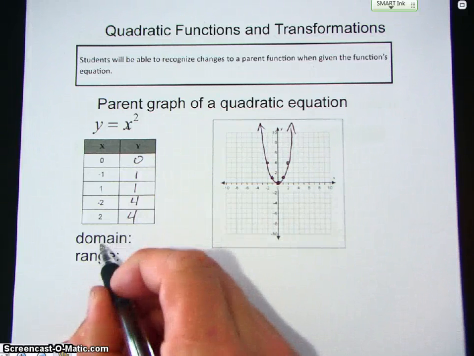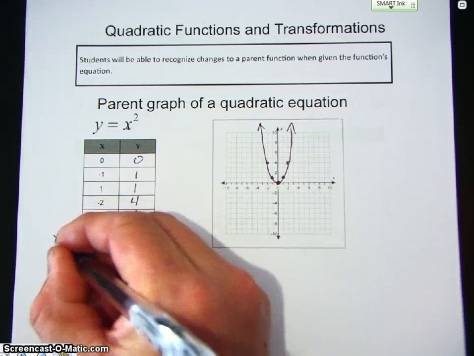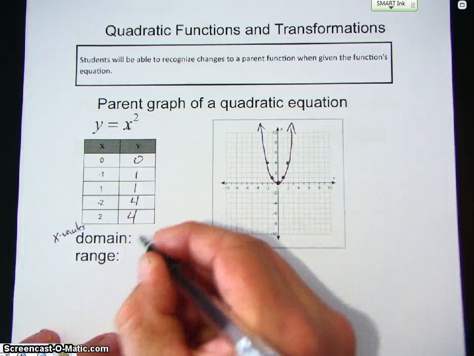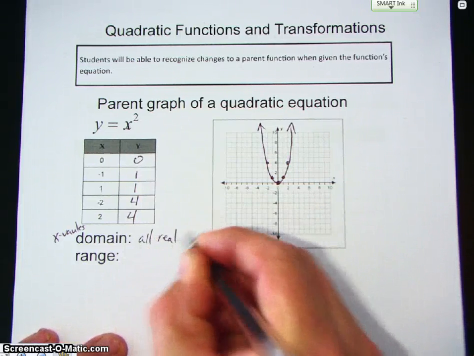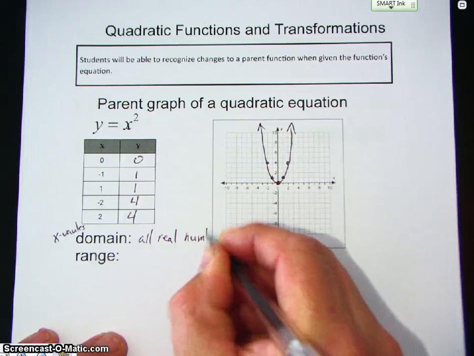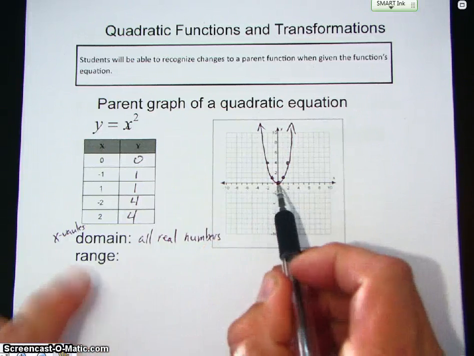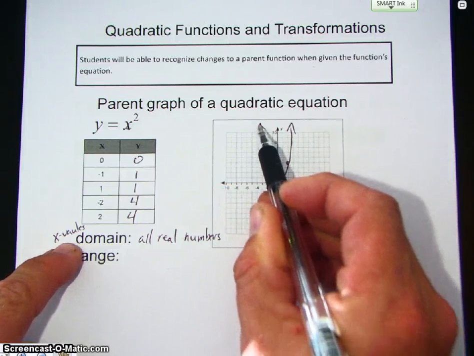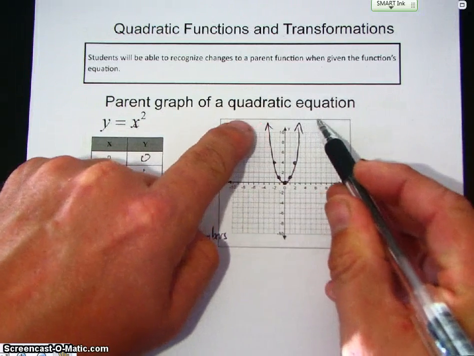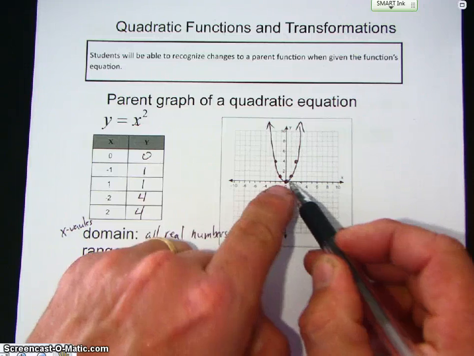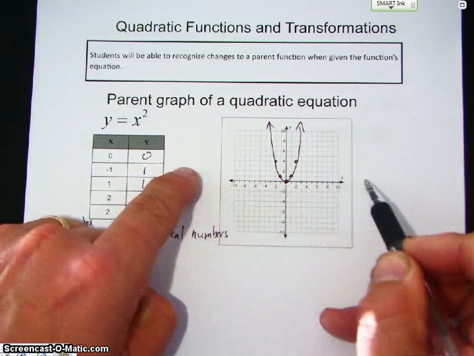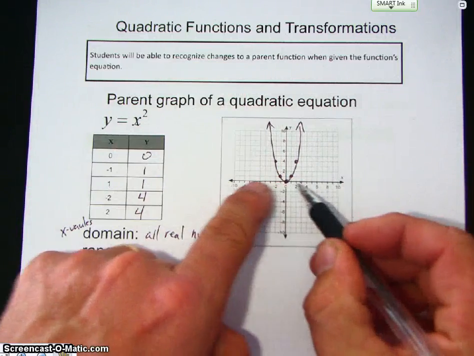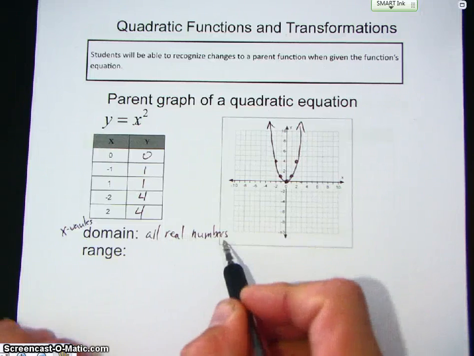Now the domain deals with the x values, which for here will be all real numbers. The reason why I say that: if it deals with the x values, look at the x-axis. You notice as this keeps going up higher and higher, it keeps getting wider and wider. Well, it covers all the x values. So we say all real numbers.